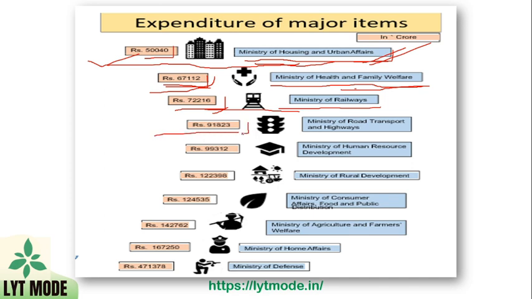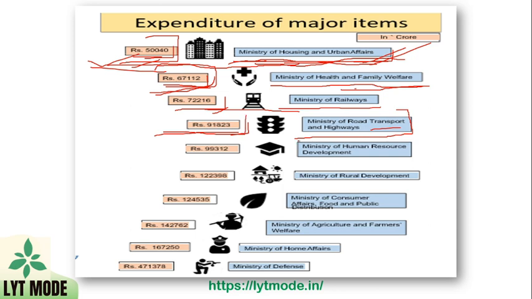91,822 crores allocated to the Ministry of Road Transport and Highways. This is the amount allocated to road transport and highways. In exams, there are different questions which can be asked, like what amount is allocated to which sector, like 67,112 amount is allocated to which sector. So you have to remember both, the amount and the sector. Okay.